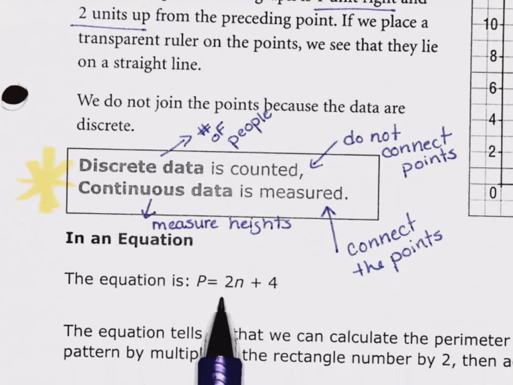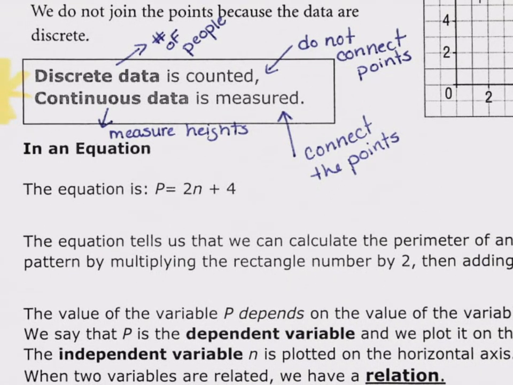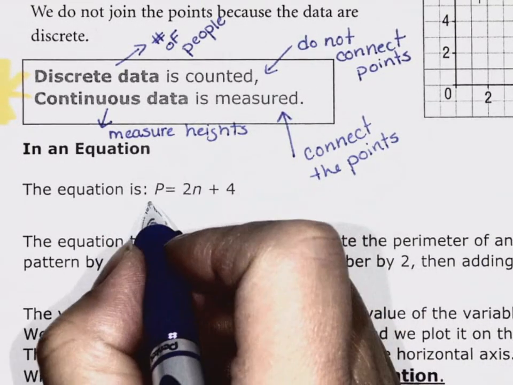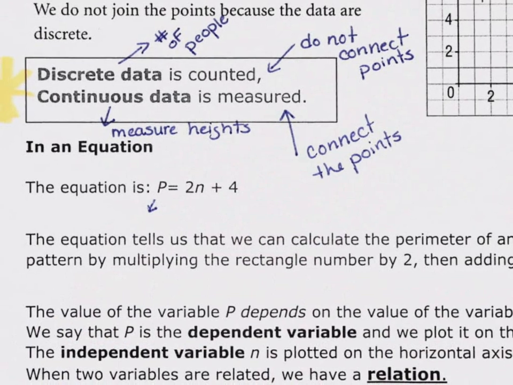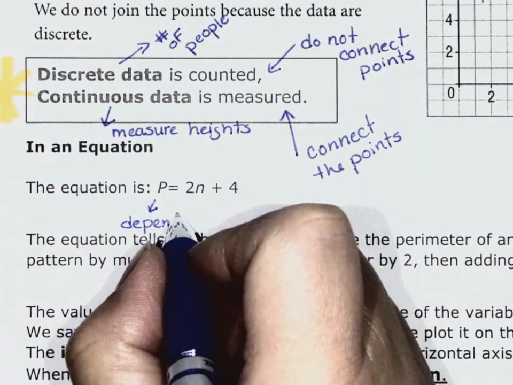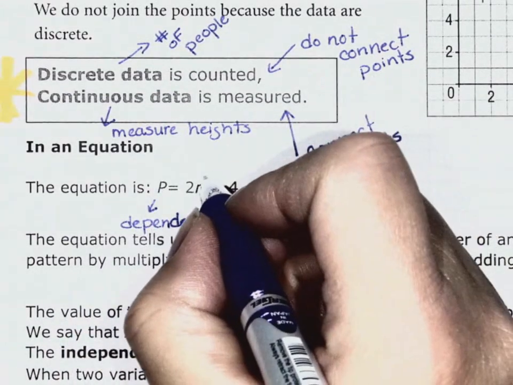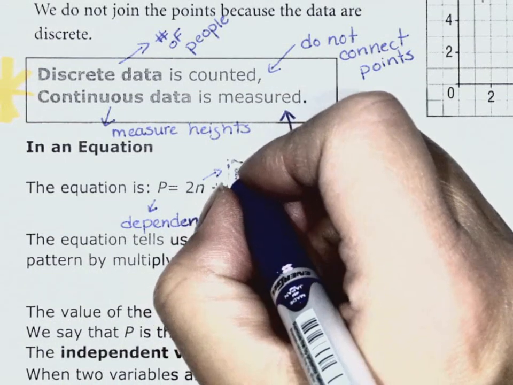Okay, so the equation is given here. The rate times the number of the rectangle plus 4, which is super cool. This tells us how we calculate the perimeter of a rectangle. All right, here's what you need to know. That second variable here, that's a dependent. Dependent. We use that to be calculated by the independent.